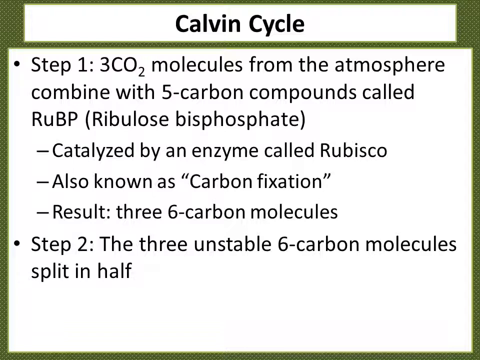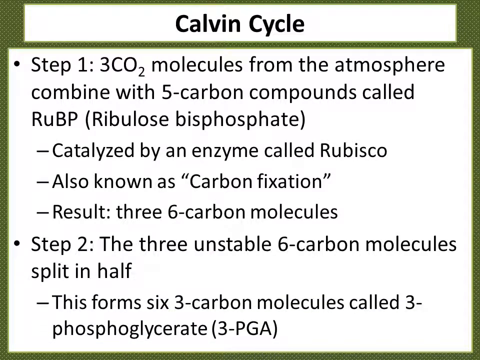The second step is that these 6-carbon molecules are going to break themselves in half because they are very, very unstable. They don't stay a 6-carbon molecule very long. This forms 6 molecules that are 3 carbons long, and the name is 3-phosphoglycerate, shortened to 3-PGA. If I ever quiz you on this, you never have to write the big old long name. You just have to recognize what 3-PGA or RUBP are. I'm not going to have you memorize all of these names. So again, these 6-carbon molecules split in half to form 3-carbon molecules called 3-PGA.